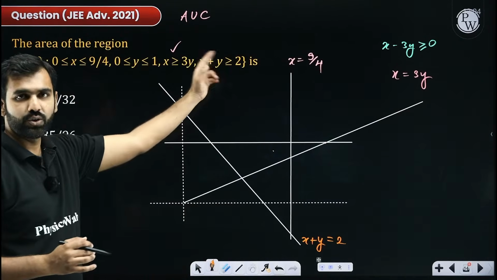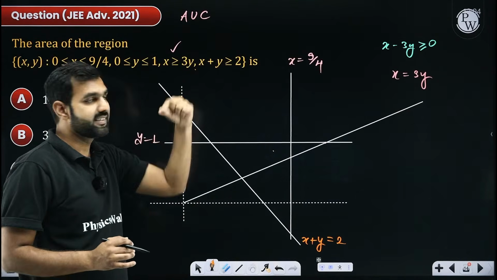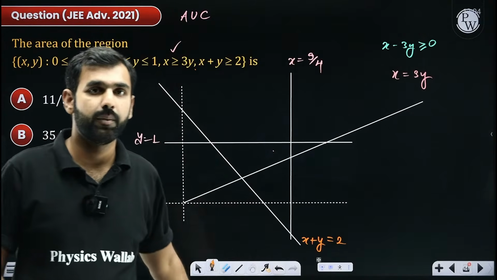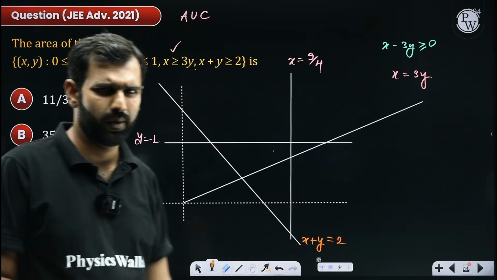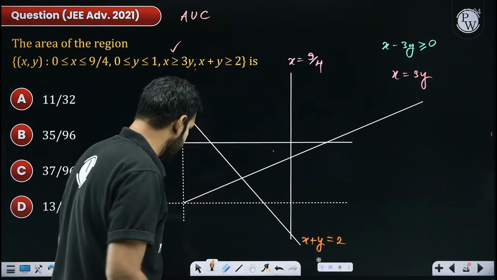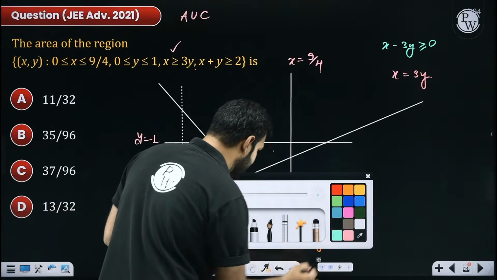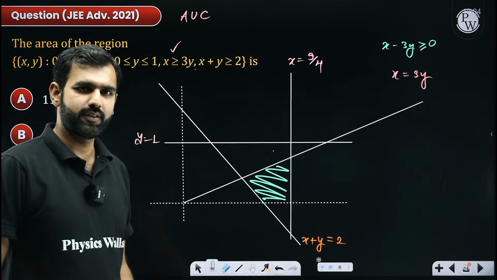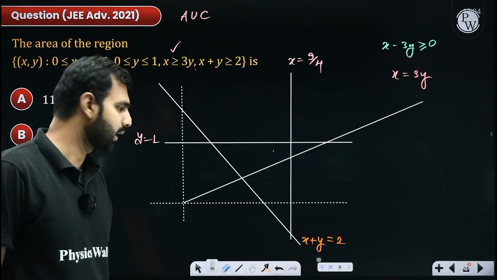Is 0 comma 0 satisfying it? Is 0 plus 0 greater than or equal to 2? No, it is not. So above this, use the basics of LOP. What is LOP? Okay, so with that, I need to take the region above it. So the region above it means what? Finally, I can conclude this is the region we are now interested in. Everybody got this? So I need to take this quadrilateral's area.